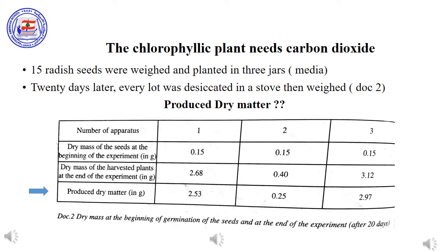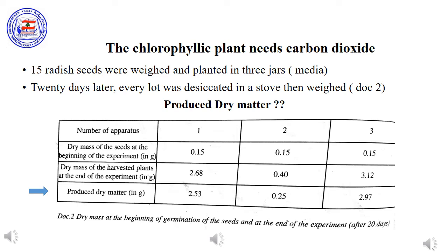Look here, for example, in document 2, we have the number of apparatuses, 1, 2, 3. We planted in each apparatus 0.15 grams of radish seeds. 0.15 in 1, 0.15 in 2, 0.15 in 3. These values are at the beginning of the experiment.